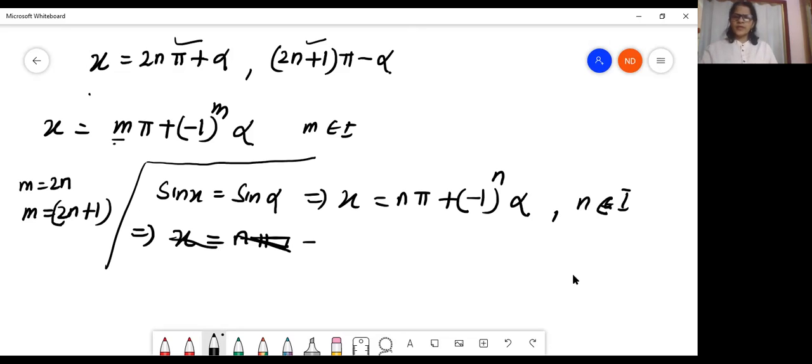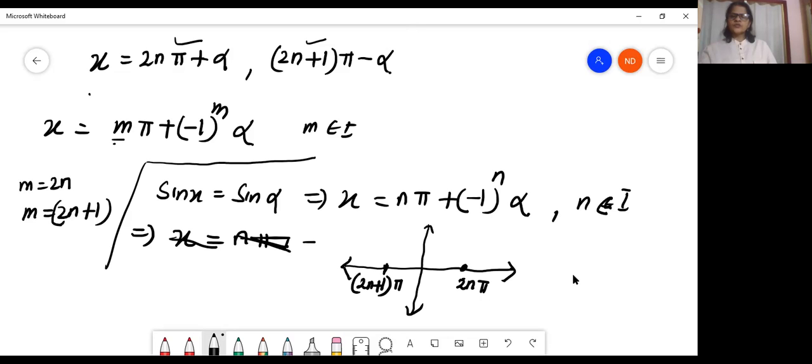And why are we getting it like this? If you want to remember the trick, maybe for objective types of questions, it will help you when you don't have to write so many steps. So here you see, you are getting even multiples of pi. This is the position of 2n pi. This is the position of pi, 3 pi, 5 pi, like this. Means this is the position of 2n plus 1 into pi. So you are getting all even multiples of pi here and all odd multiples of pi here.